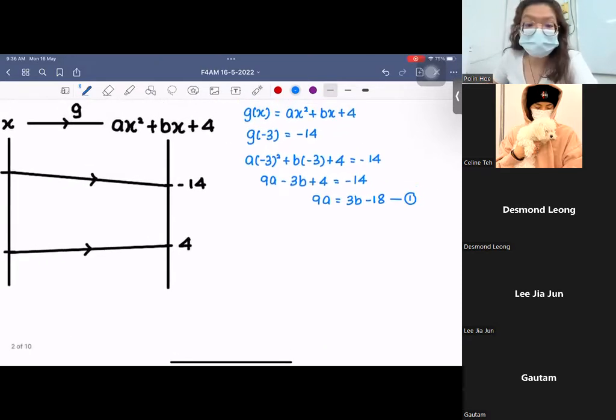It depends on you whether you want to change it to a equals (3b minus 18) over 9, or you want to leave it as 9a equals 3b minus 18, also can. Later, I will tell you why I never change this to a. I stop at 9a.